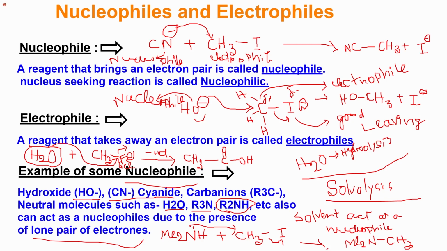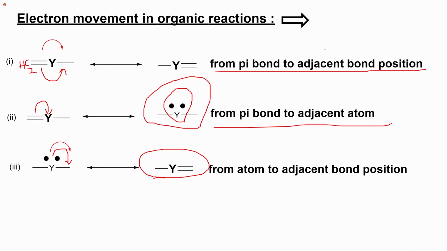A nucleophile: if you see an atom or molecule containing an electron lone pair, an electronegative species, then obviously it will be nucleophilic. And an electrophile: if a carbon center is positively charged, or any good leaving group or electron withdrawing group is attached to the carbon atom, then you can say it acts as an electrophile.